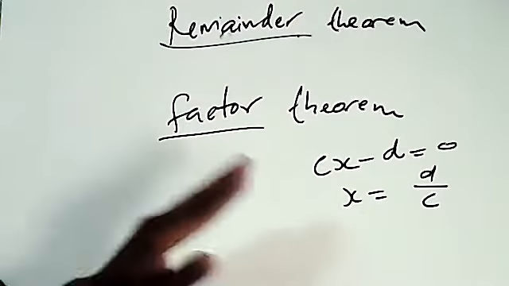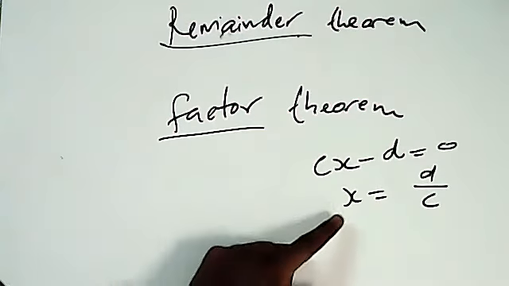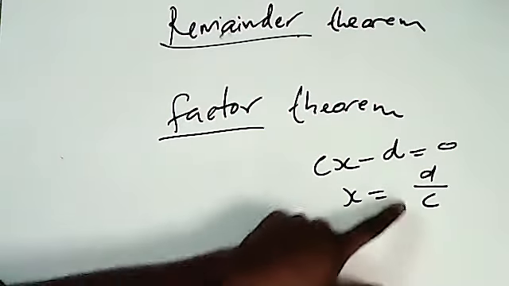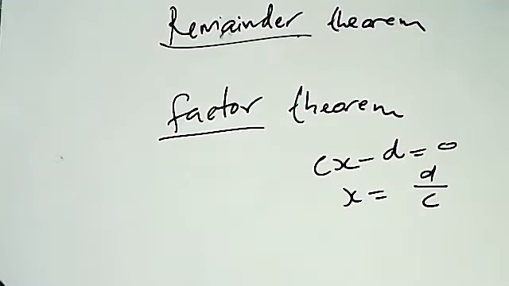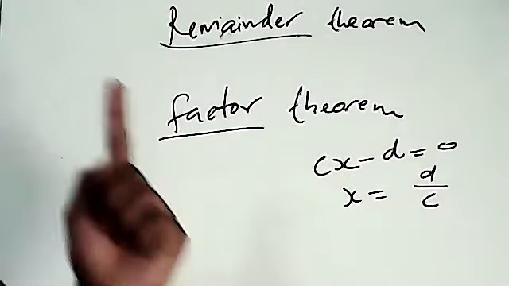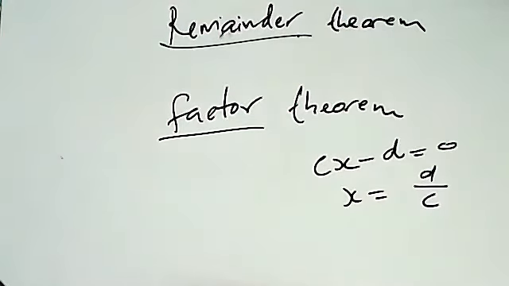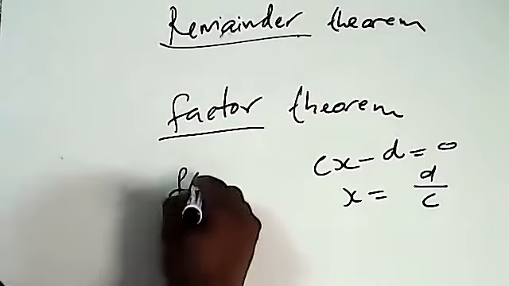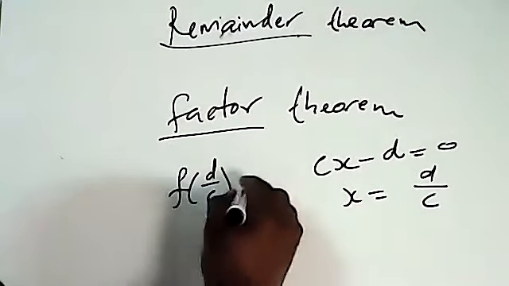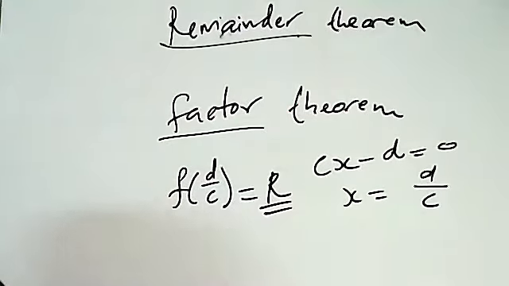In simplest terms, the remainder theorem is the value of the remainder that is obtained by substituting d over c into the polynomial, in this case our cubic function. So when we substitute it, instead of f at x, we will now have f at d over c. What we get, that is your remainder. So that is the remainder theorem. What's nice is that they won't ask you to prove these things.